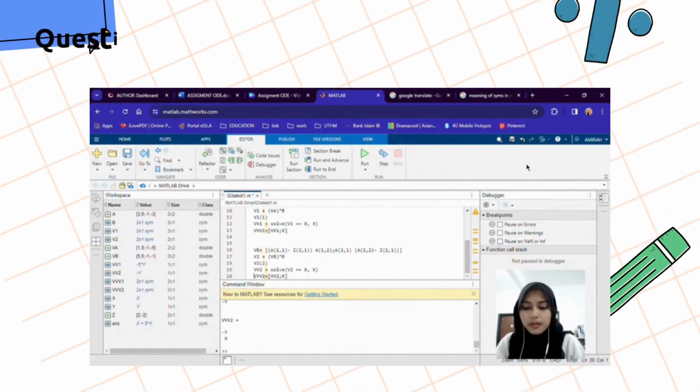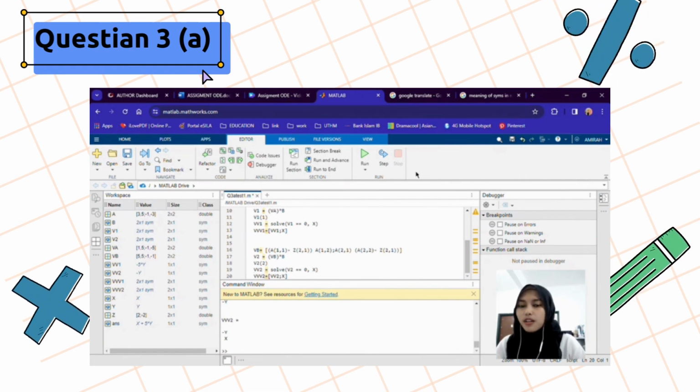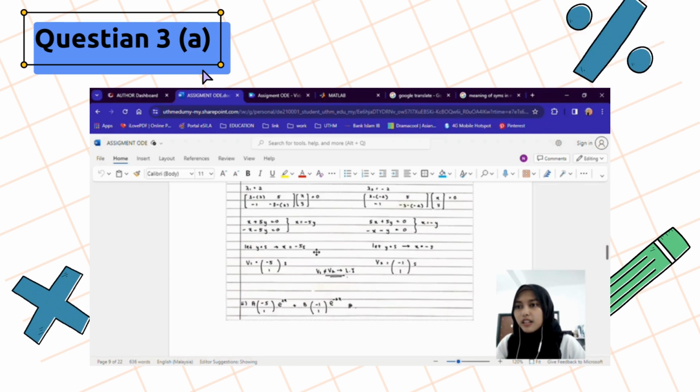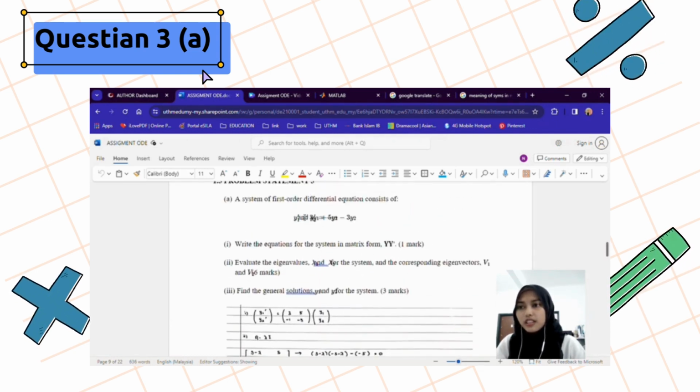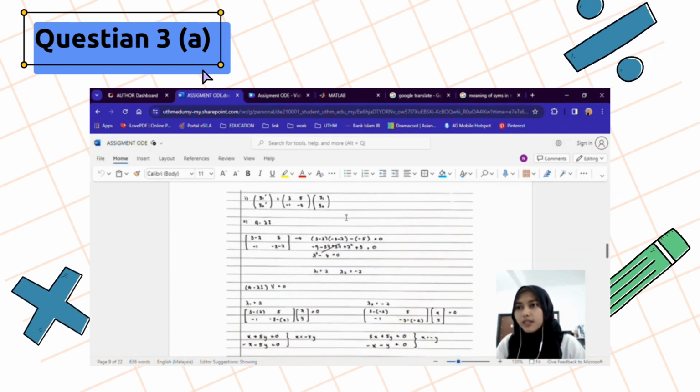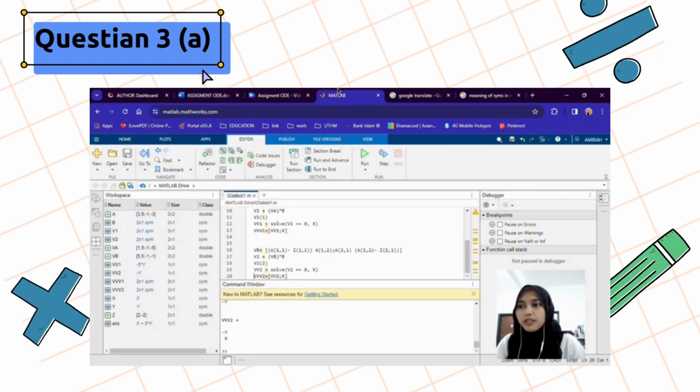Okay, hi, Assalamualaikum. My name is Nur Amira. I'm going to continue with question 3A, which is to solve the first order differential equation question. So I'm going to explain the simulation, which is I'm going to use MATLAB.